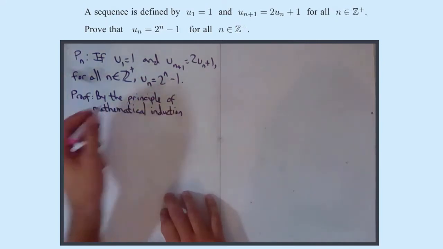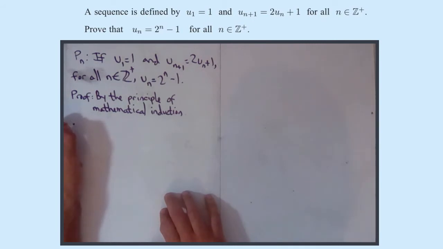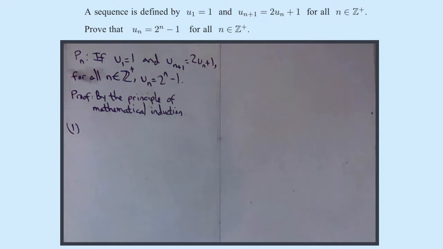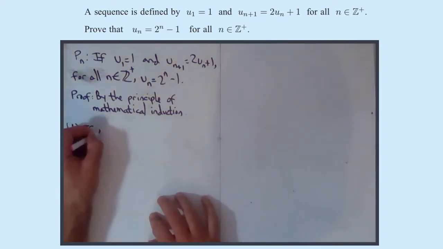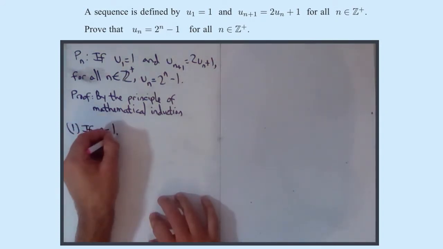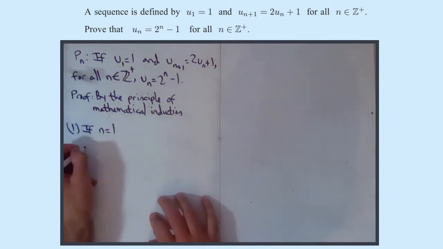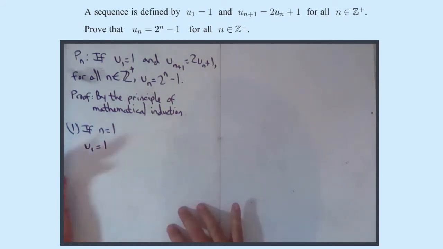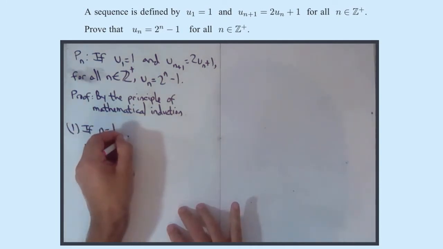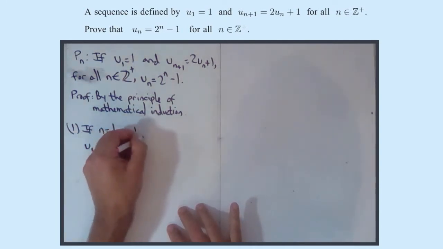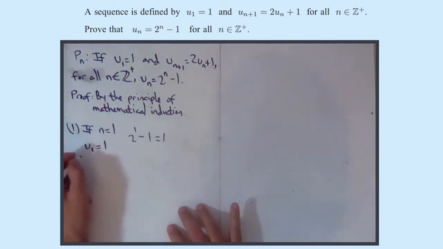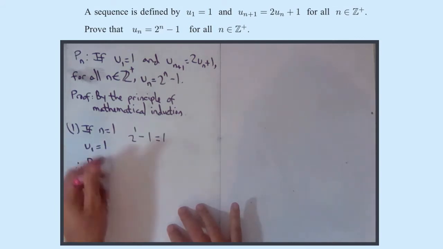So it starts off as it usually does, as it nearly always does. You start with your base case. So if n equals 1, so u1 equals 1, right? So then we can just use the formula. So does 2 to the 1 minus 1 also equal 1? It does. So that's enough to show that P1 is true.